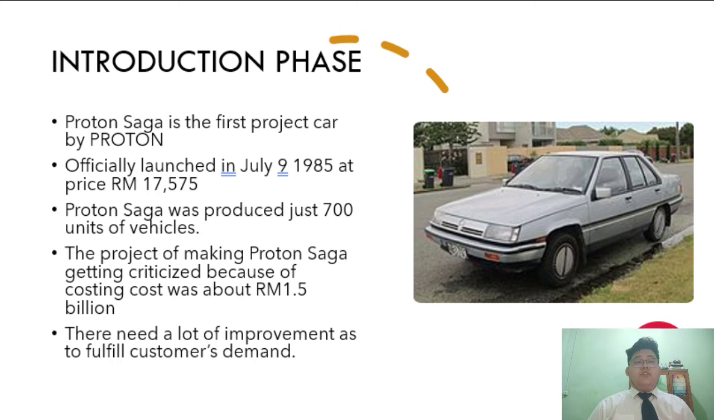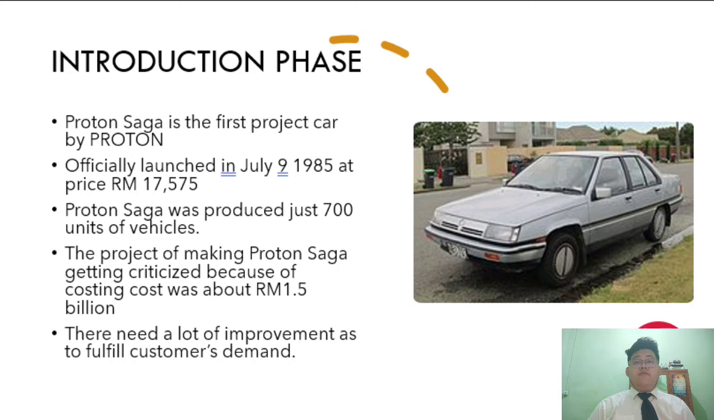Proton Saga was produced in just 700 units as Saga supply was low. The car sold very quickly and Proton was unable to meet the public demand, as the Proton Saga became an instant hit in Malaysia and the most popular car during the first 2 years after its launch.